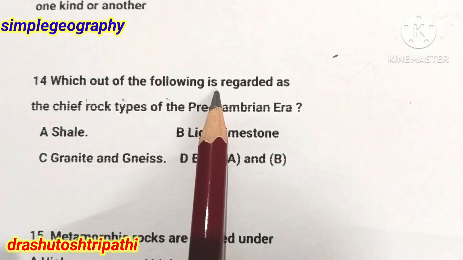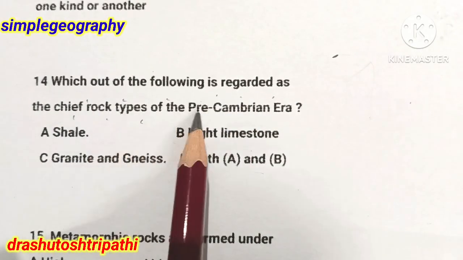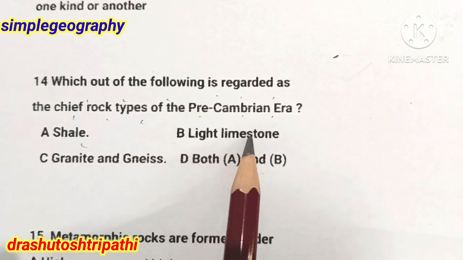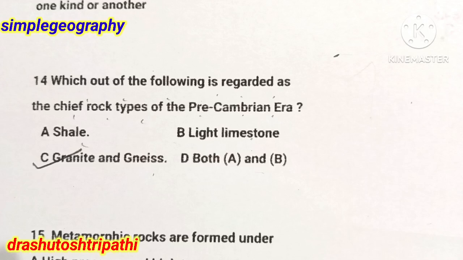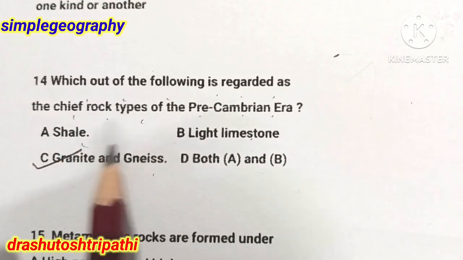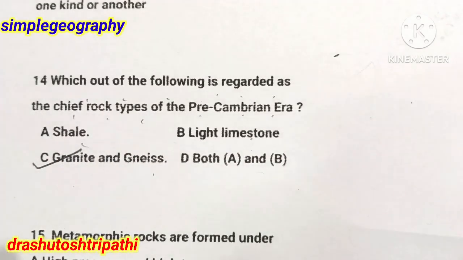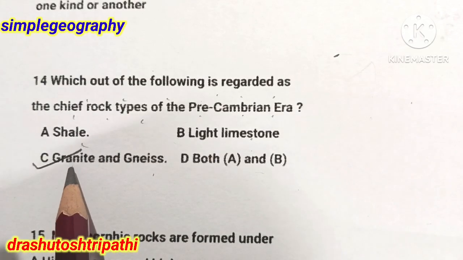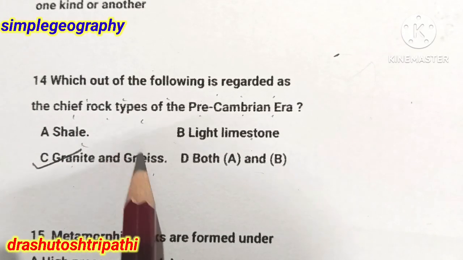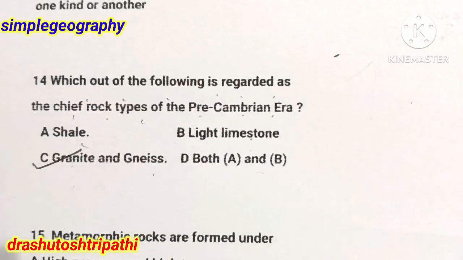Which of the following is regarded as the chief rock types of Precambrian rock? Shale, limestone, and granite in general. The answer is C, granite and gneiss. Limestone and shale are both sedimentary rocks, and granite and gneiss are igneous and metamorphic rocks. Granite is an igneous rock and gneiss is the metamorphic form of granite. So answer C is correct.